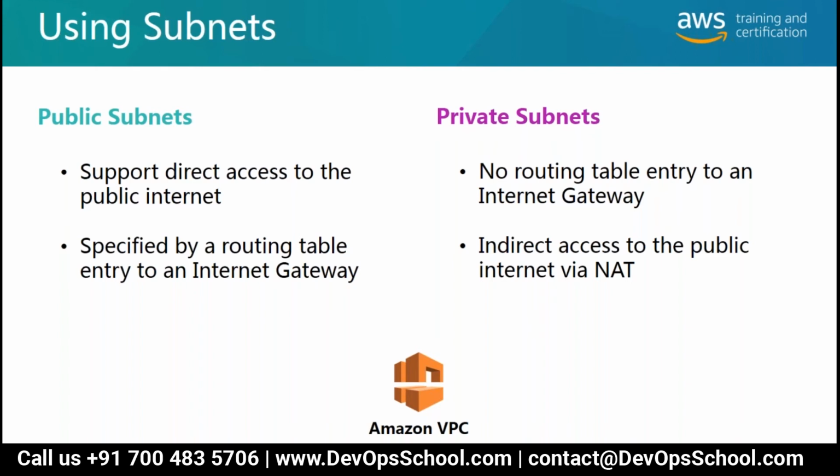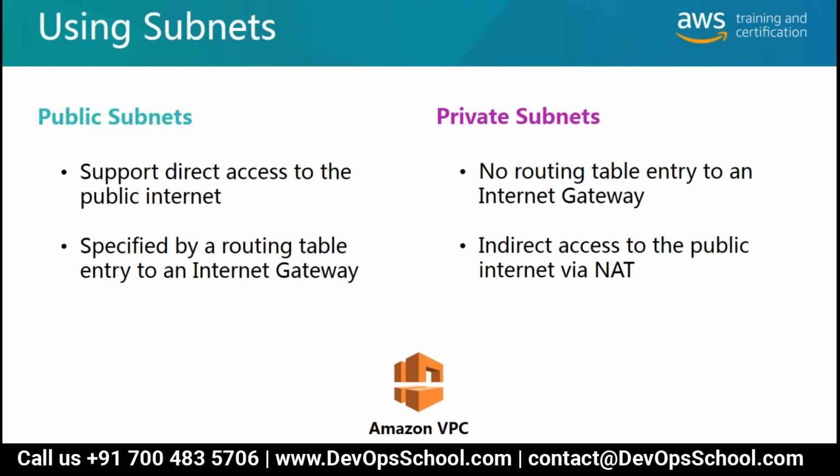Okay. So what is a public subnet? A public subnet will support public internet. It can have access to the public internet. It can be specified by a route table entry to an internet gateway. Whereas with a private subnet, you don't have access to the internet, so you don't get access to the internet gateway.